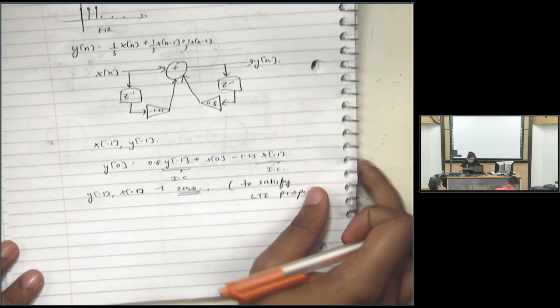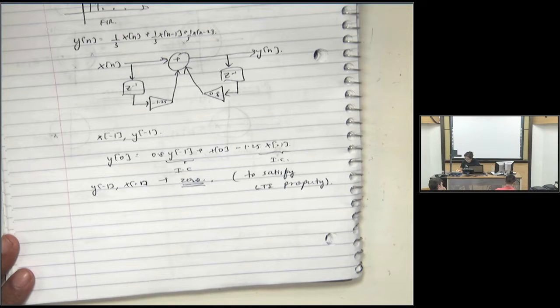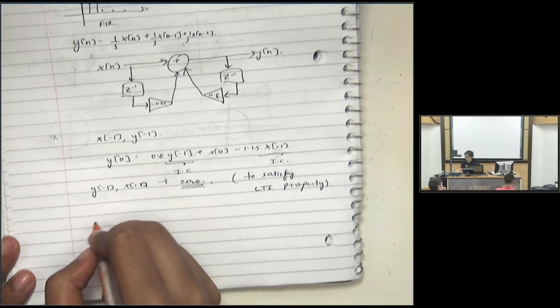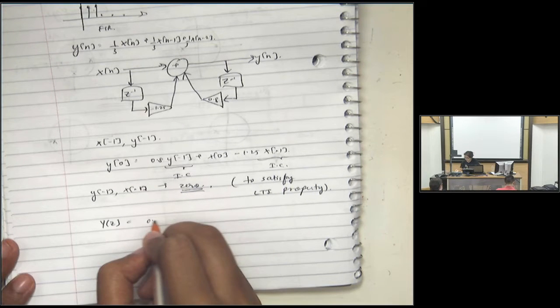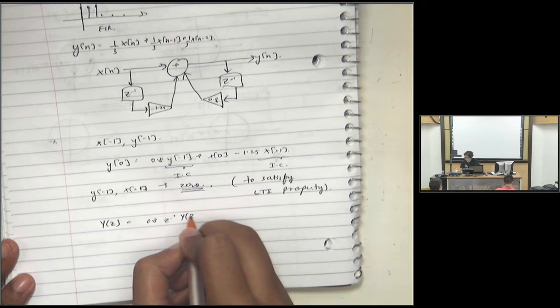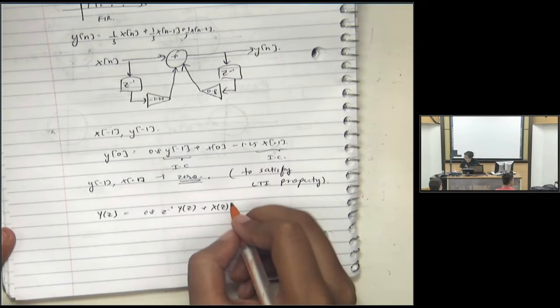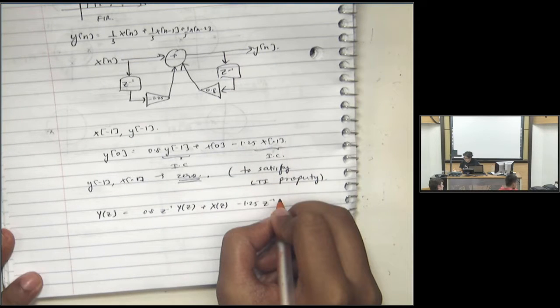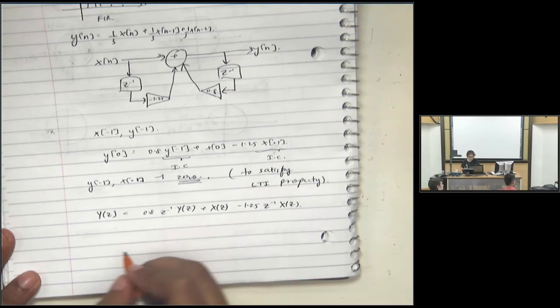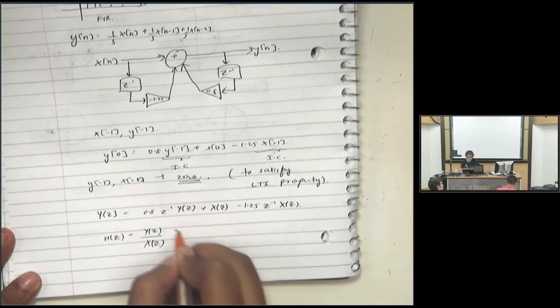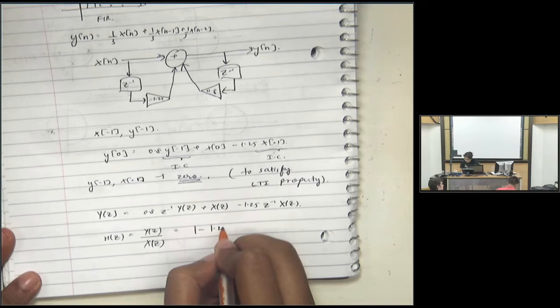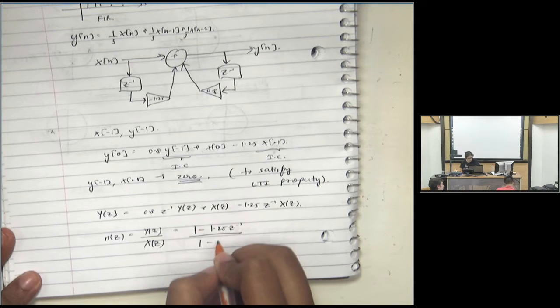Alright. So the next is take its z transform. Okay. So what is my first step? Y of z. Correct. So my y of z is equal to 0.8 times z inverse y of z plus x of z minus 1.25 times z inverse x of z. Now I group the terms and find the transfer function. So my transfer function h of z is y of z over x of z, which is equal to 1 minus 1.25 z inverse over 1 minus 0.8 z inverse.